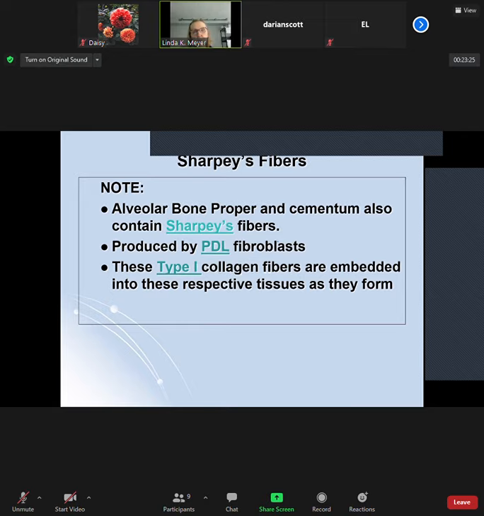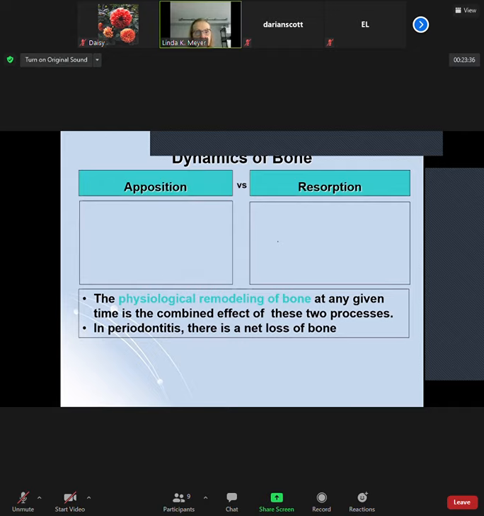Okay, now that we've talked about the composition of alveolar bone and cementum, let's talk a little bit about the homeostatic balance in bone. So where it says dynamics of bone, I'd just like you to write this information in there that bone is constantly changing. In other words, there's physiologic remodeling of bone that takes place. And we're going to see the combined effects of apposition and resorption listed in the two columns there.